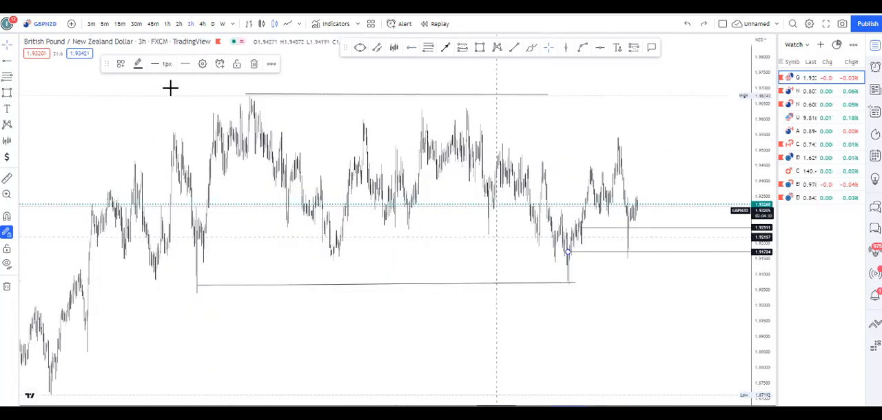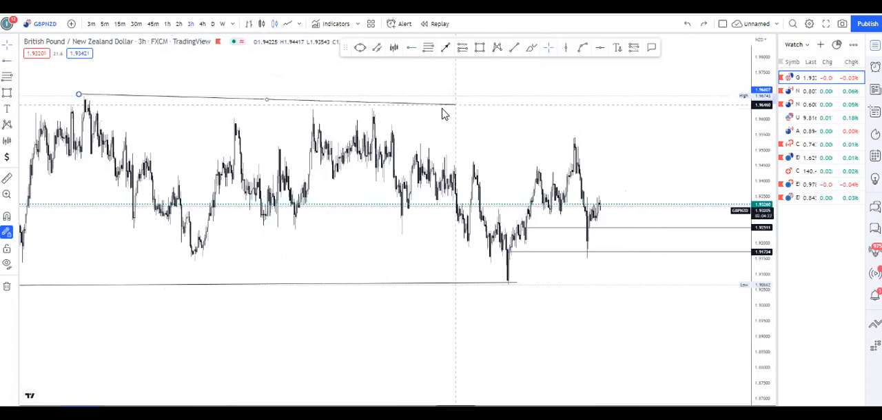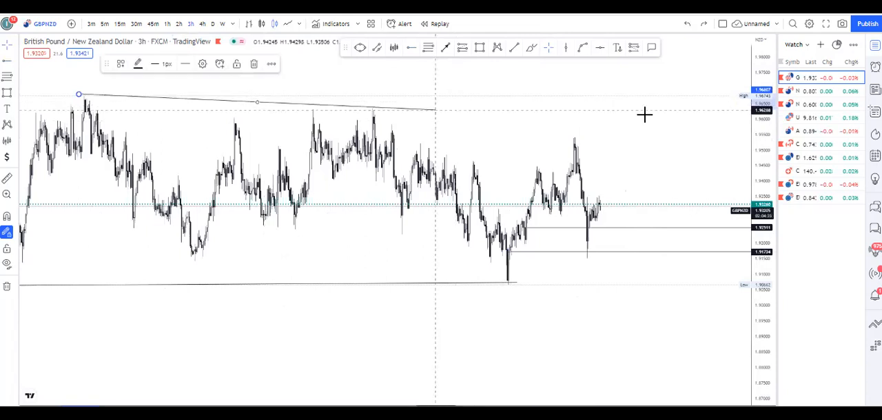In as much as we have this area of liquidity spotted up here, I don't think price will want to go that high before it does anything. So I'll be focusing on this move right here.